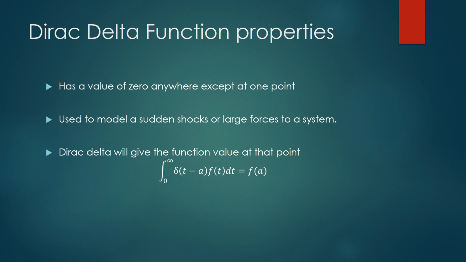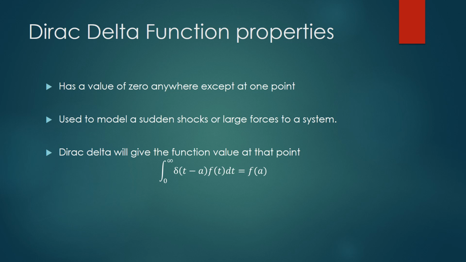Some properties of the Dirac delta function is that this function has a value of 0 anywhere except at that one point. Yet, if we take the integral of the Dirac delta function over any interval containing that one single point, it has a value of 1.